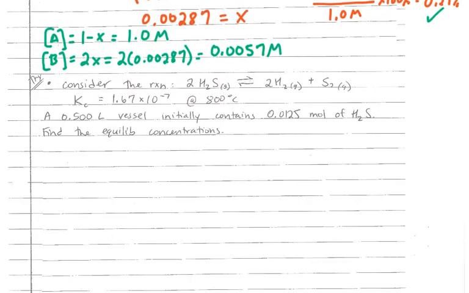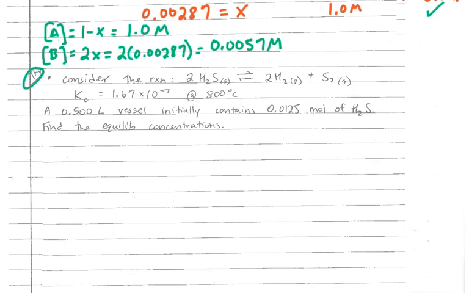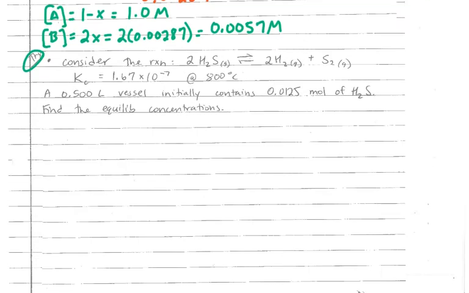Okay, so this one is for you to try. Feel free to pause the video and try it on your own, but I will work it for you now. So now we have a new reaction that we're working with. 2H2S reacts to form 2H2 and S2. All of these are gases. This is a homogeneous equilibrium.